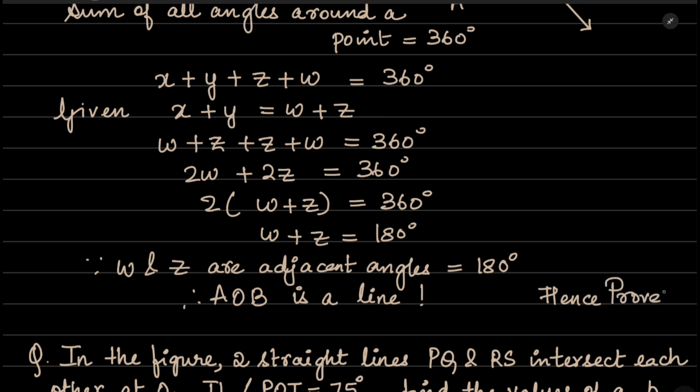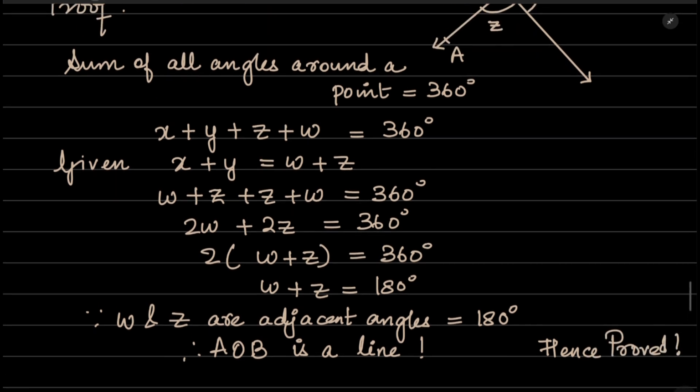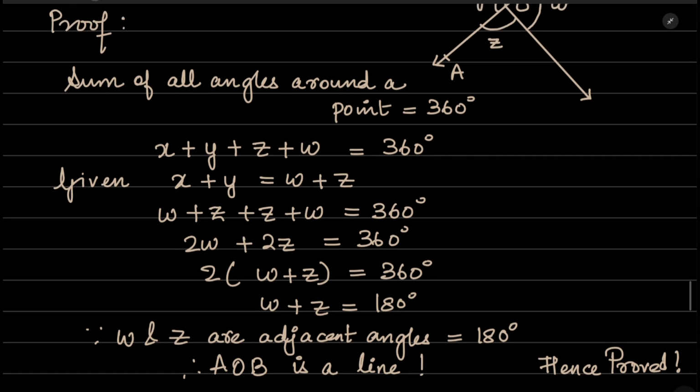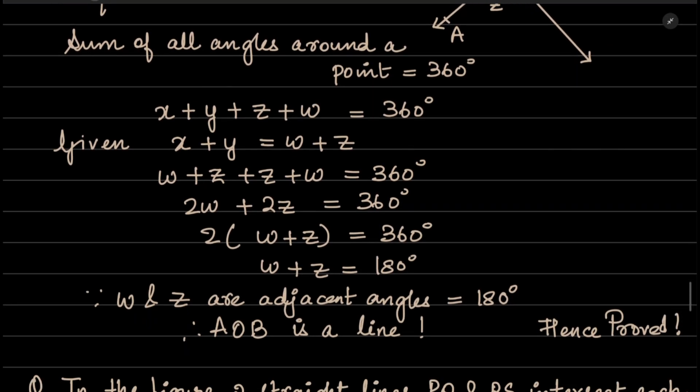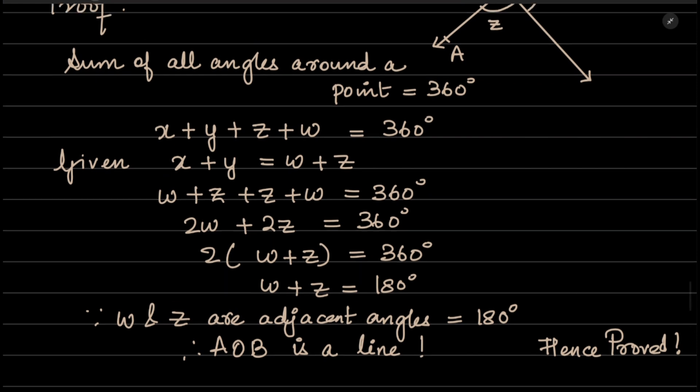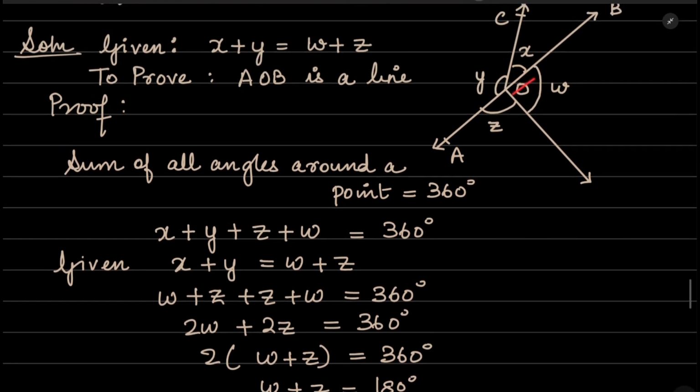So this is how you have to do questions. Again, a very easy question to do. If you are able to prove that any two adjacent angles, the sum is equal to 180, which means that line is a straight line. The line where these two adjacent angles are, that line is a straight line, because the sum of the adjacent angle is equal to 180 degree. Right?